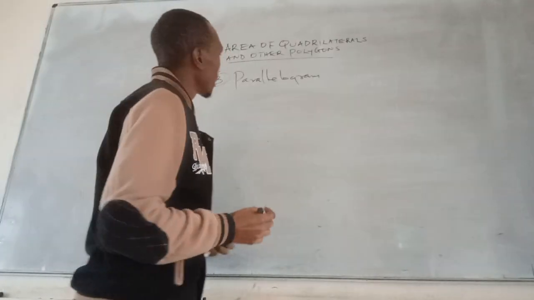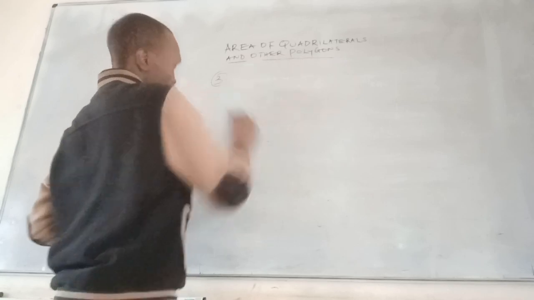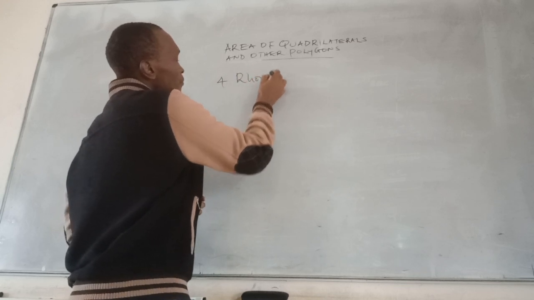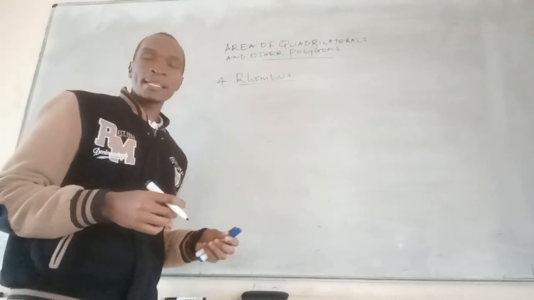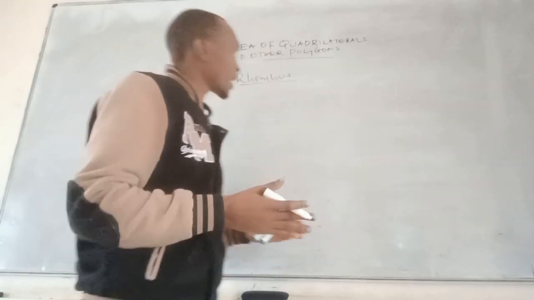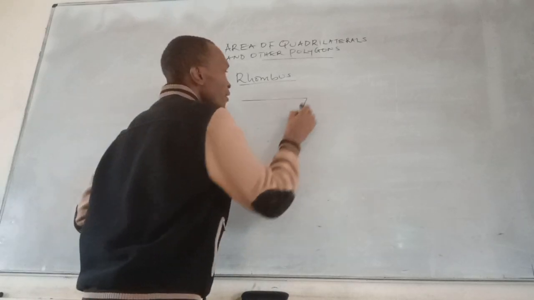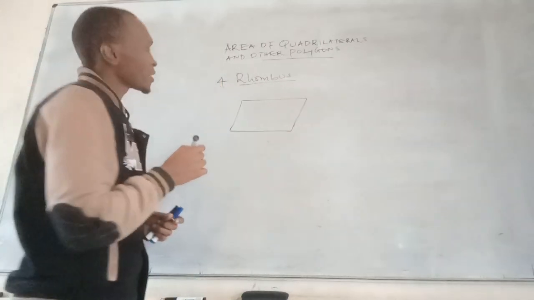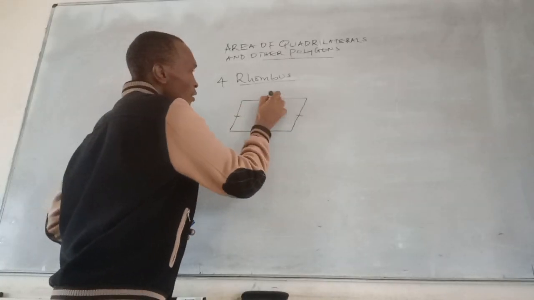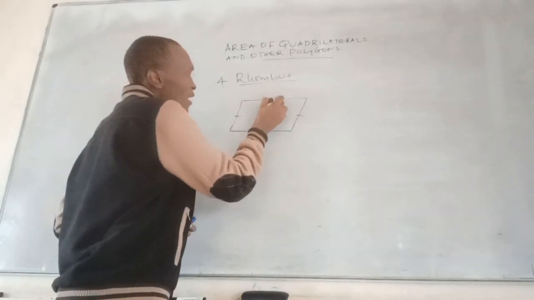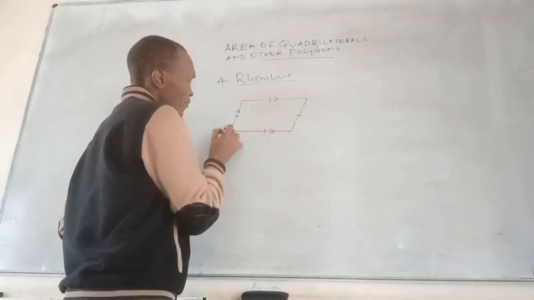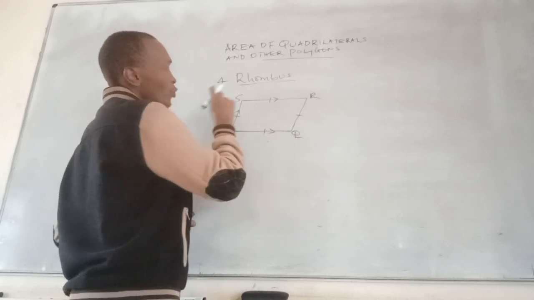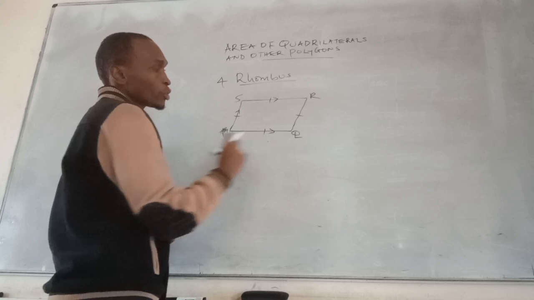Now we want to look at the next quadrilateral, which is a rhombus. Now a rhombus is a special type of parallelogram because it has some properties. The first property is that all the sides of a rhombus are equal, and then the opposite sides are also parallel. So if this is P, Q, R, and S, PQ is parallel to SR, and PS is parallel to QR.